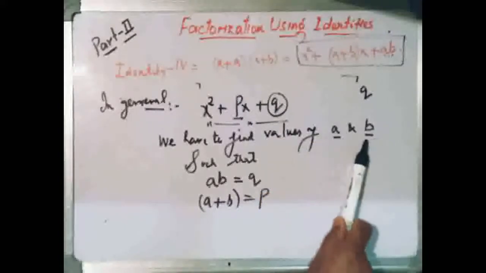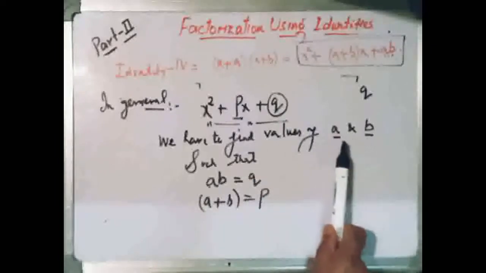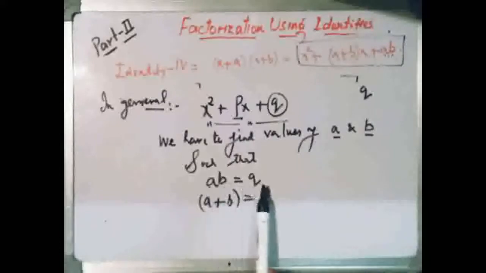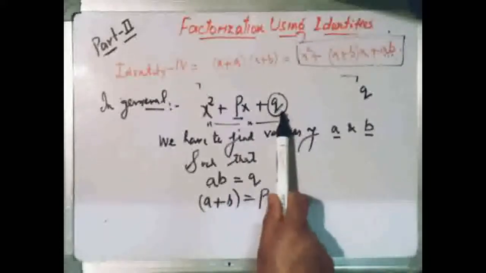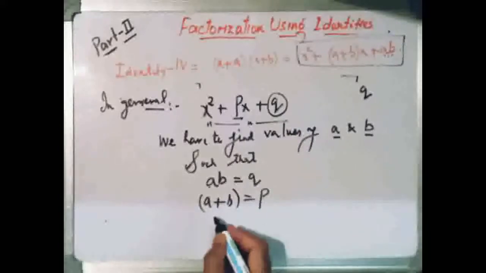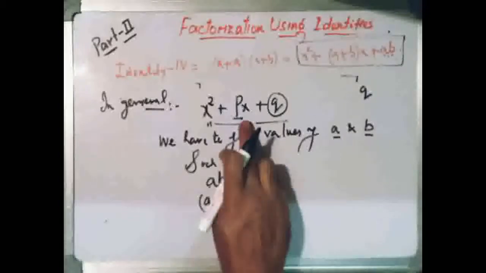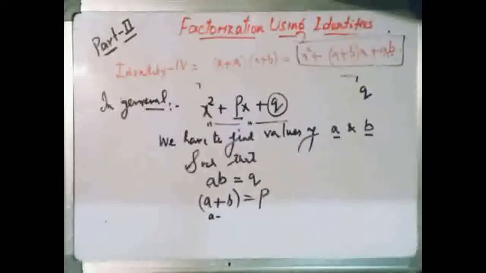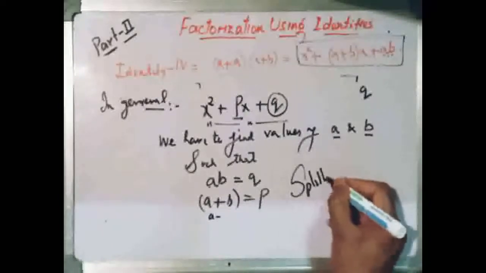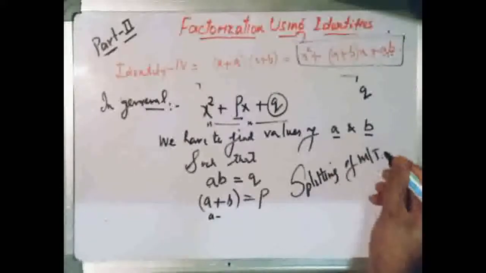But the values of those factors should be such that if we multiply those two factors, we must get this constant. If we add or subtract, their value should be the middle term, that means the p. This is sometimes called splitting of the middle term.